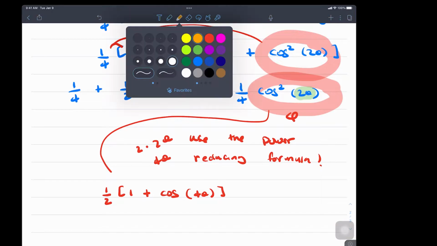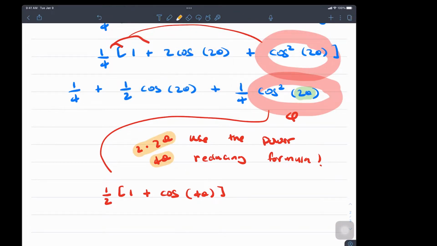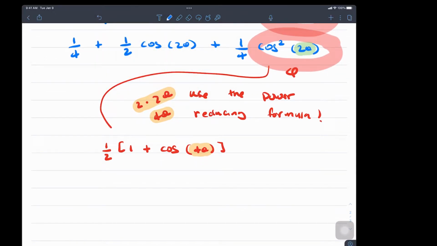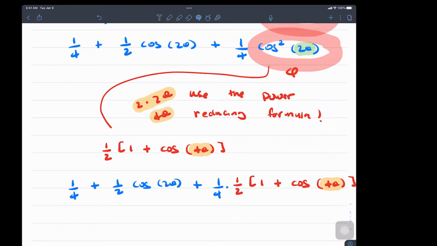That's my point to you guys. That's the orange that I'm saying here. So anytime you use the formula, you double the angle. All right, you guys okay with that? Every time you use the formula, you just double the angle. So now you say, what do I do with this? Here's what you guys do. You take 1/4 plus 1/2 cosine double theta plus 1/4 now times this whole thing here.